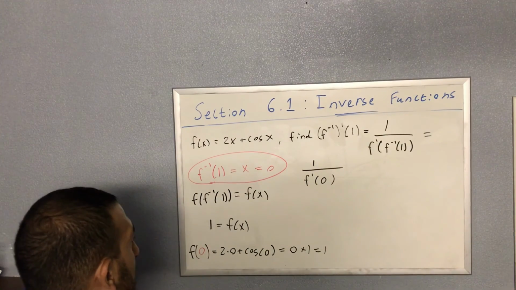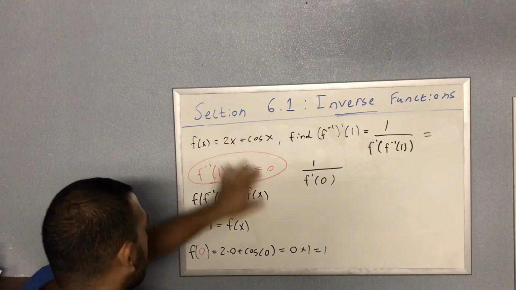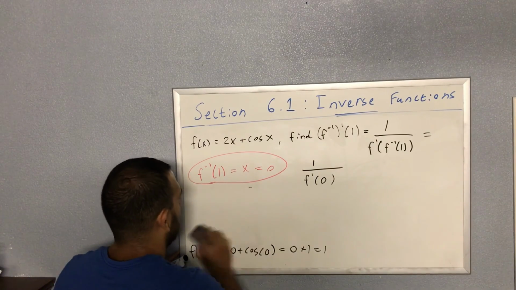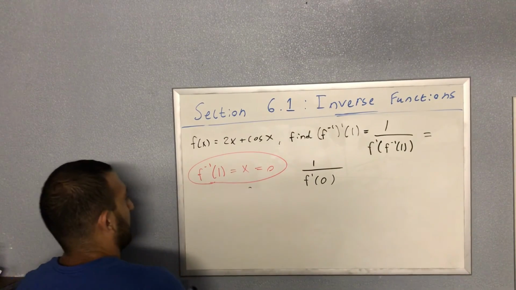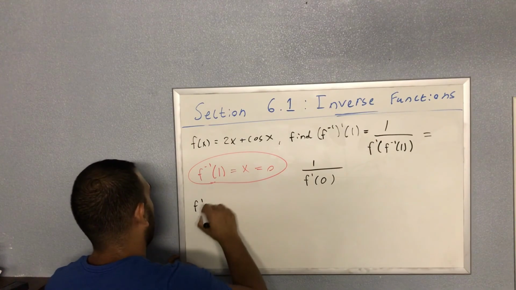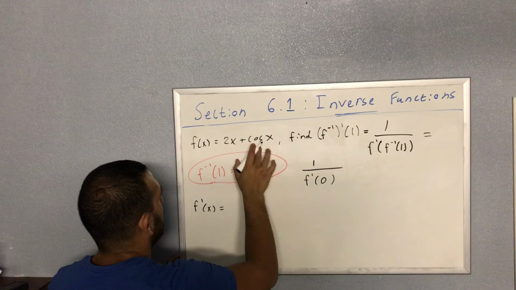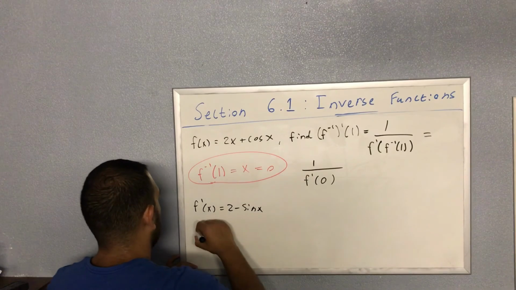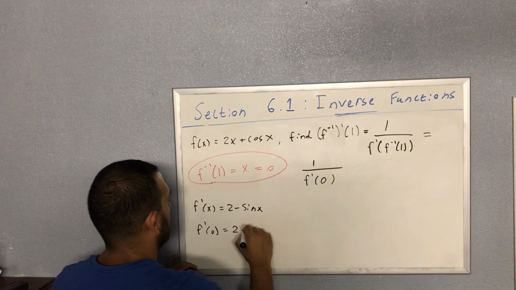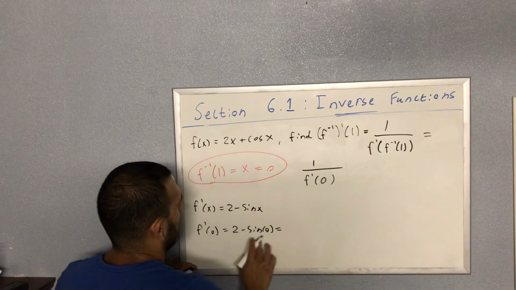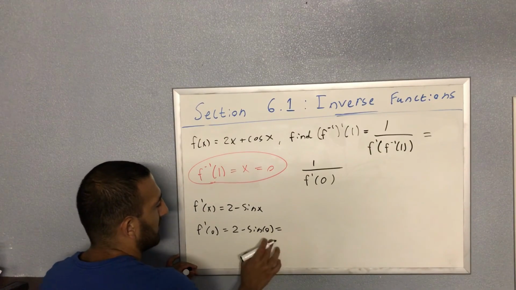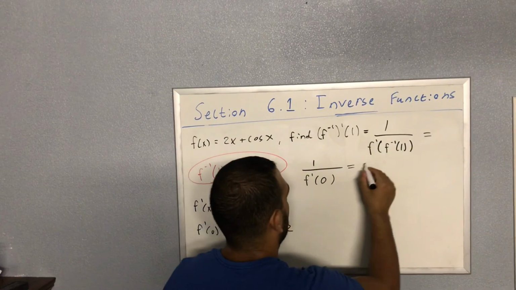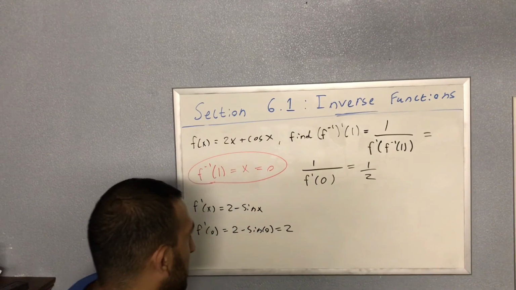Okay? So to finish this out, we need to find the derivative of this function. And that's not too bad, because we took calc 1, we know how to do this. F prime of x, as you take the derivative of each of these, this one is 2, and then this one is minus sine x. So then what is f prime of 0? It's just 2 minus the sine of 0, which is 0, right? The sine of 0 is 0, so this is just 2. So this gives 1 over 2, and that's the final answer.